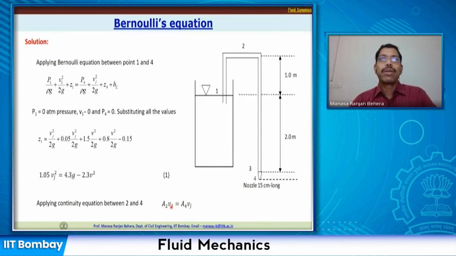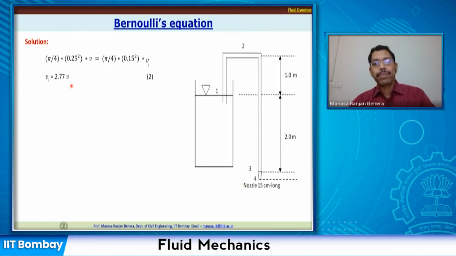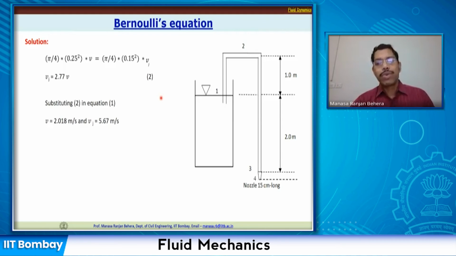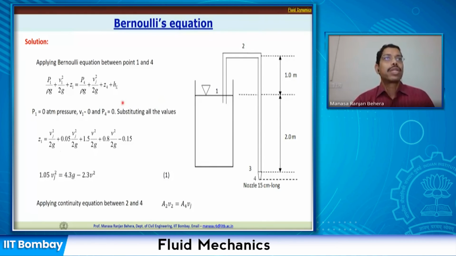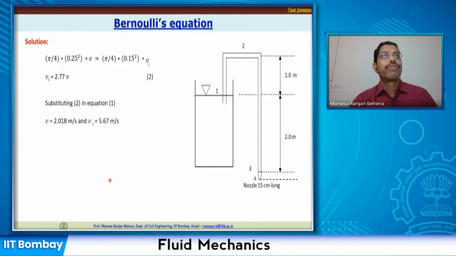So the velocity in this pipe is, let us say, V2 or V. So A2 V2 is equal to A4 Vj. From this relation, we can write down Vj equals 2.77 V. That's the velocity through the pipe. So the relation between the nozzle and the pipe velocity has been established. Now once you have done that, you substitute this equation 2 in our previous equation 1 that we got here. By substituting that, you can find out the value of velocity in the pipe as well as in the nozzle.